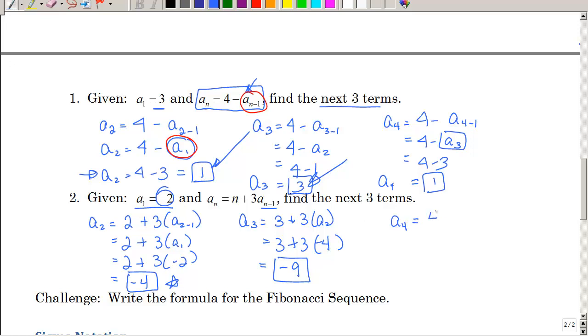The next term would be 4 plus 3 times the previous term. In this case that was negative 9, so we have negative 27 plus 4, I think, is negative 23. My challenge is, can you find a formula for the Fibonacci sequence? Meaning, can you write it something like that knowing you have the first term? Or Google it. Read about the Fibonacci sequence.